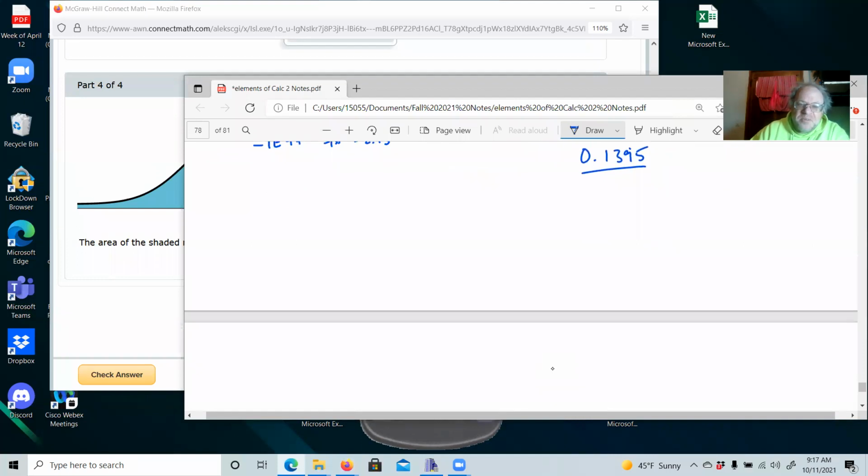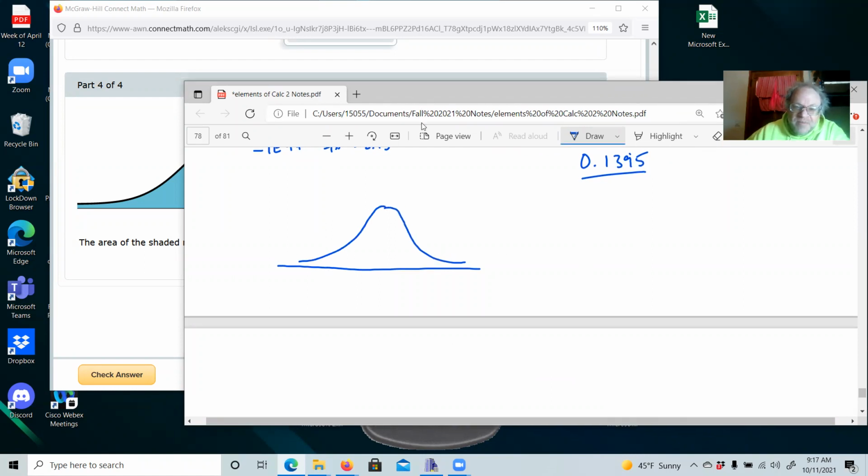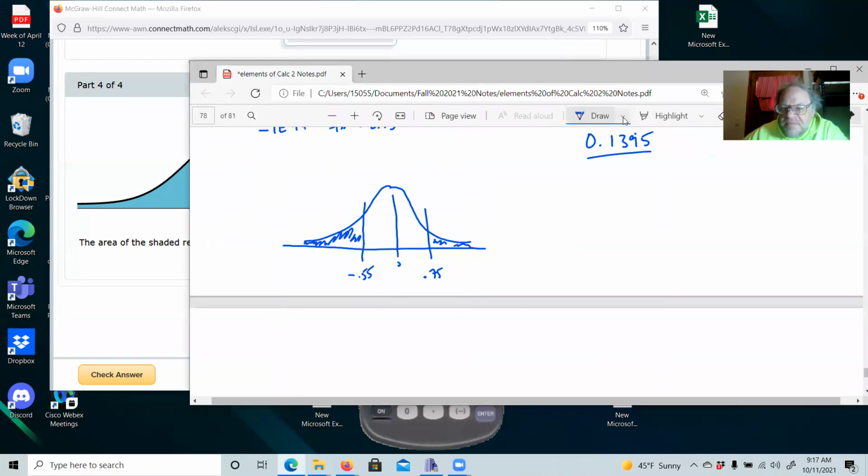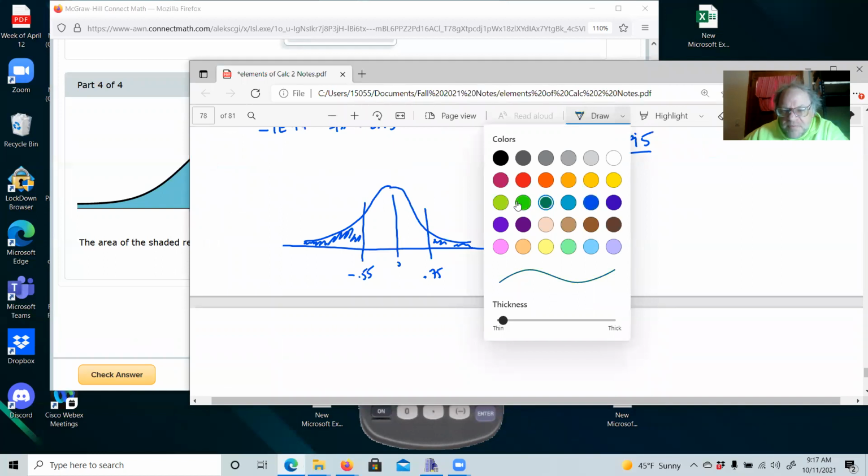All right, this one. There's 2 ways to do this problem. I would prefer that you did it the easier way. So what area? We have negative 0.55. So we're going to go here, negative 0.55, and then here, we're going to go 0.75. Here's 0. What we want is a shaded region, this and that. What if the green this time, this green.